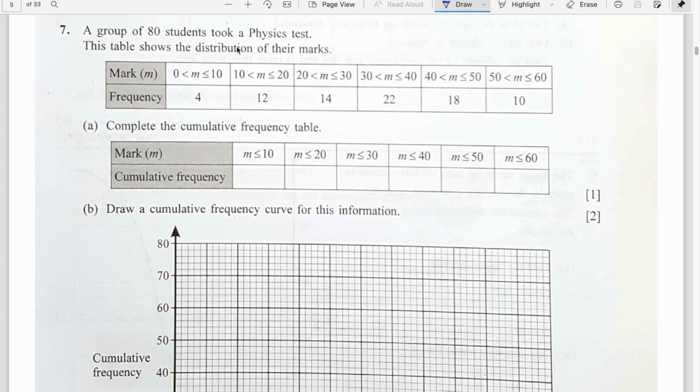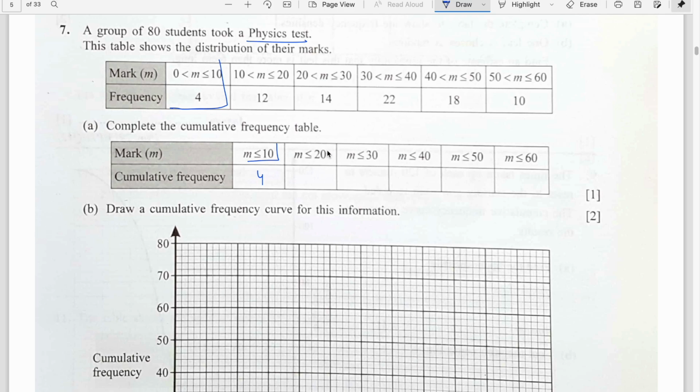A group of 80 students took a physics test. This table shows a distribution of their marks. This table is already there. We have the frequency, we have the boundaries of classes. Complete the cumulative frequency table. Now see what is less than 10. 4 is less than 10.